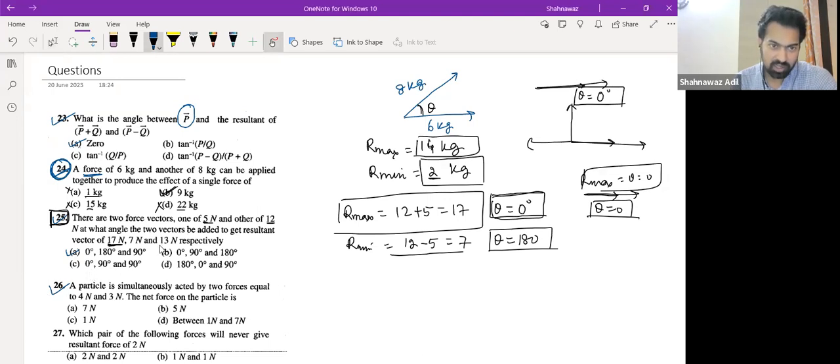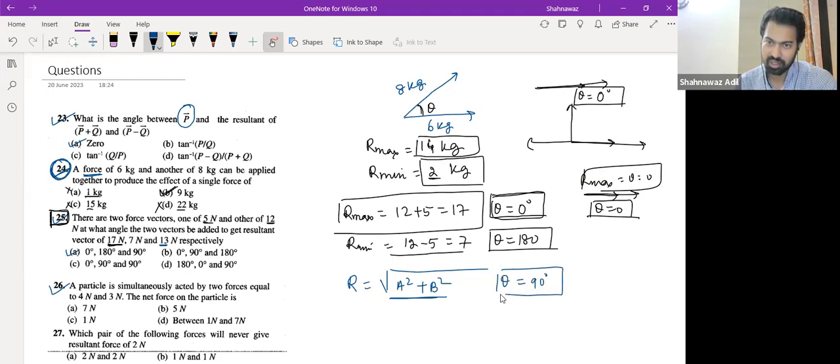And what about this 13? So how can we get 13? Sir, is it the Pythagoras thing? Yeah. When R is a square plus b square, when theta is 90 degrees. Yes, theta is 90 degrees. So this option is correct.